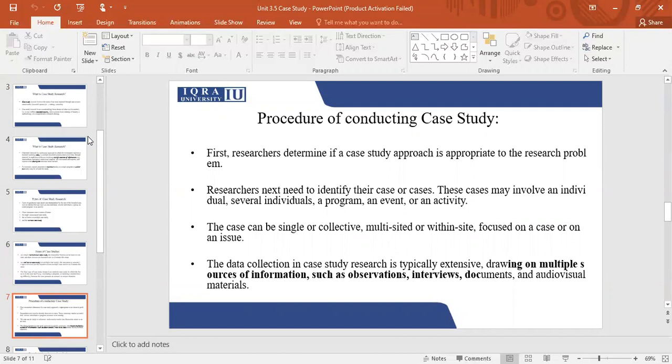You need to identify the case. You need to see whether your research fits in the case study approach. That means there is a phenomenon, an aspect that needs to be studied within a bounded system. Then you need to study that.